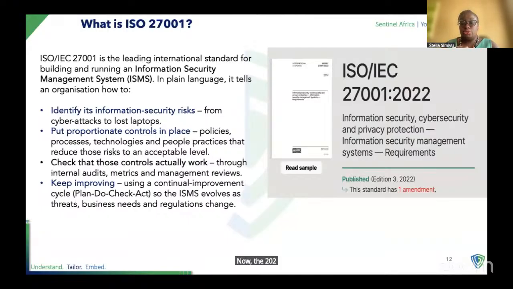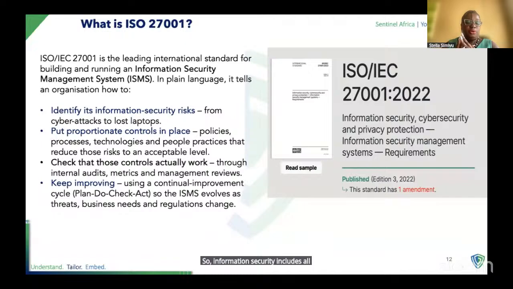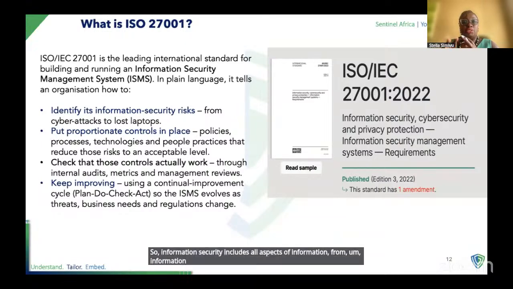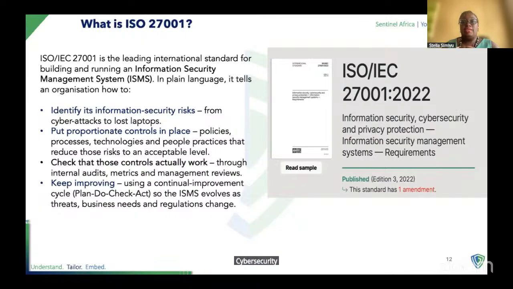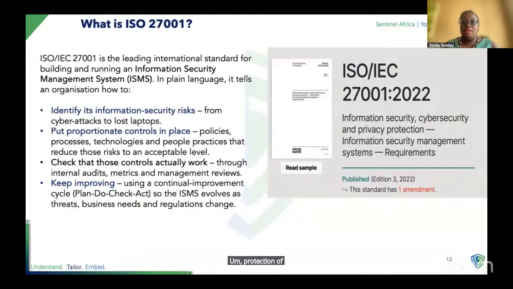Now, the 2022 version covers elements of information security, cybersecurity, and privacy protection. Information security includes all aspects of information, from information which is financial, information in physical form, information in online form. Cybersecurity specifically looks at information in your digital space. So these are information on servers, information you access via the internet. It connotes cyber, so cybersecurity. And then privacy protection looks at protection of an individual against privacy risks. So it looks at protection of personally identifiable information.